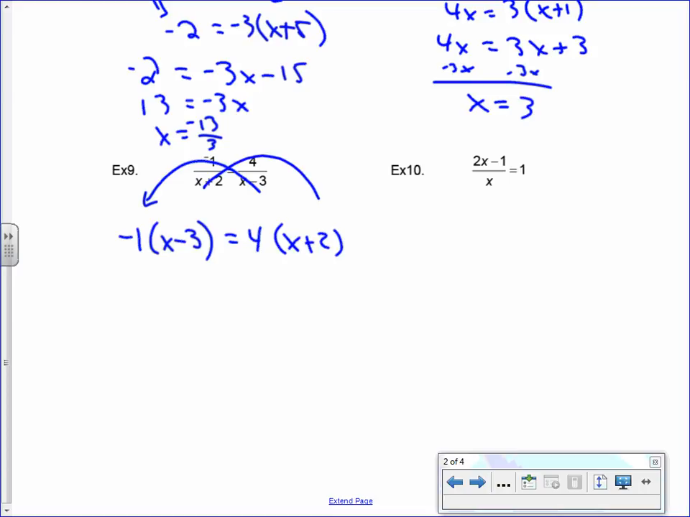So it's not really any harder, just a little bit more complex, a little bit of extra work, but not really hard. Watch out for your distributive property. When you multiply by -1, it just changes the sign. So we'll go to -x and a plus 3. And then we'll multiply by 4. And y'all can go ahead and finish that one.